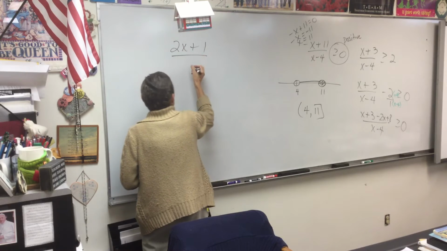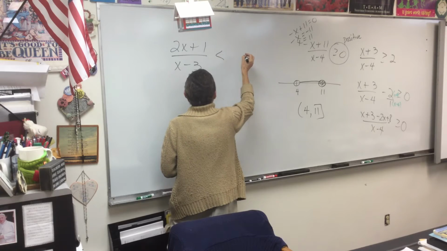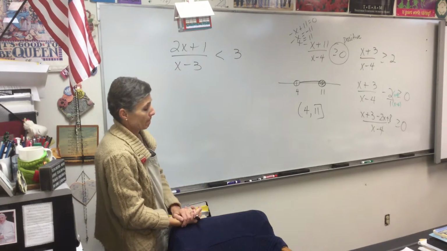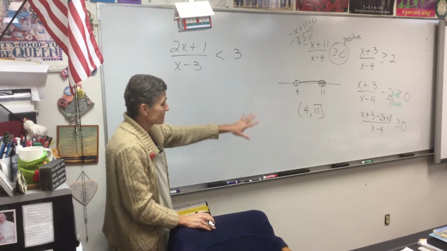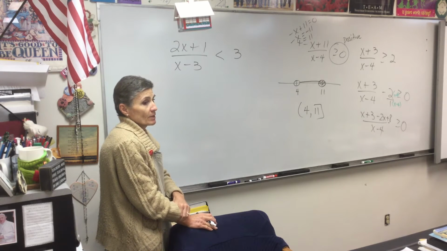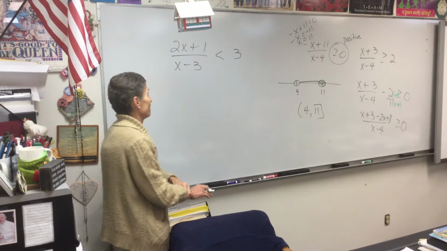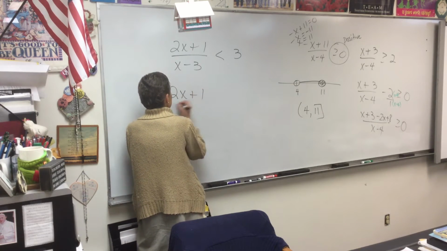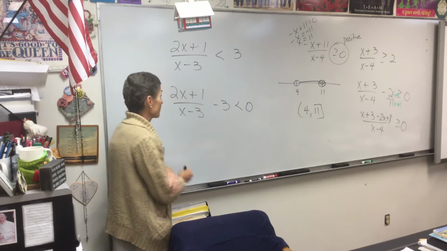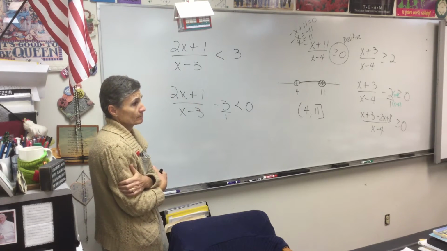2x plus 1 over x minus 3 is, let's say, less than 3. Use that one as a model. What's going to be your first step? Subtract the 3. Fight the urge to multiply. You're never going to multiply. Fight that urge. Instead, you're going to subtract the 3. Now, that 3 is really 3 over 1. Agreed?